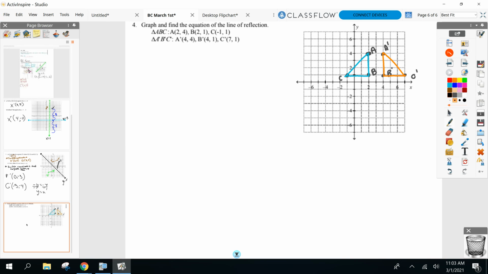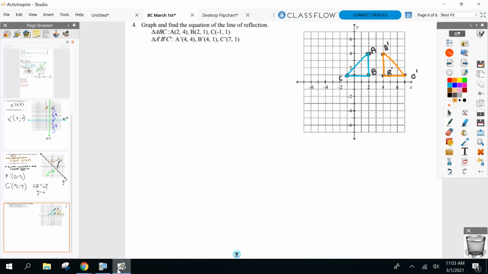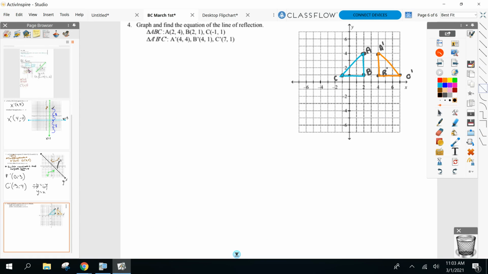All right, what do you got here? Those are, I graphed both the pre-image and the image. So what line does it look like I reflected over where distance did not change at all? Here we go. Lucas, what line did it look like we reflected over? The x equals 3. There you go.